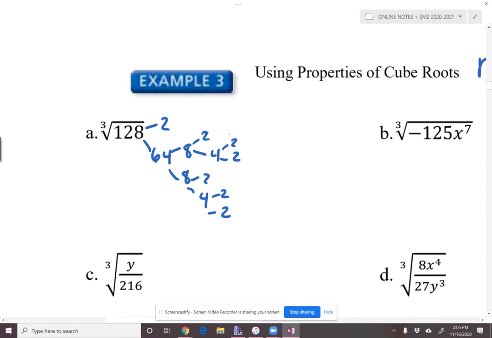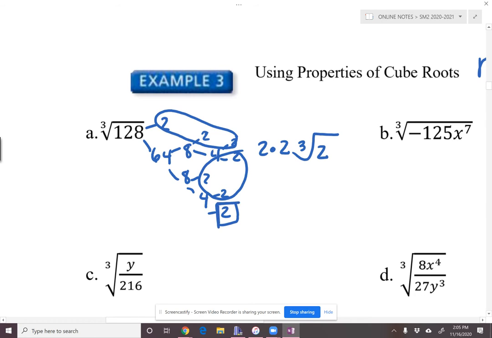So I'm going to circle them in groups of 3. I've got a group of 3 there and a group of 3 there. So when they come out, it's 2 times 2, because I've got 2 groups of 2, cube root of just this 2 that's left over. So this is 4 cube root of 2.